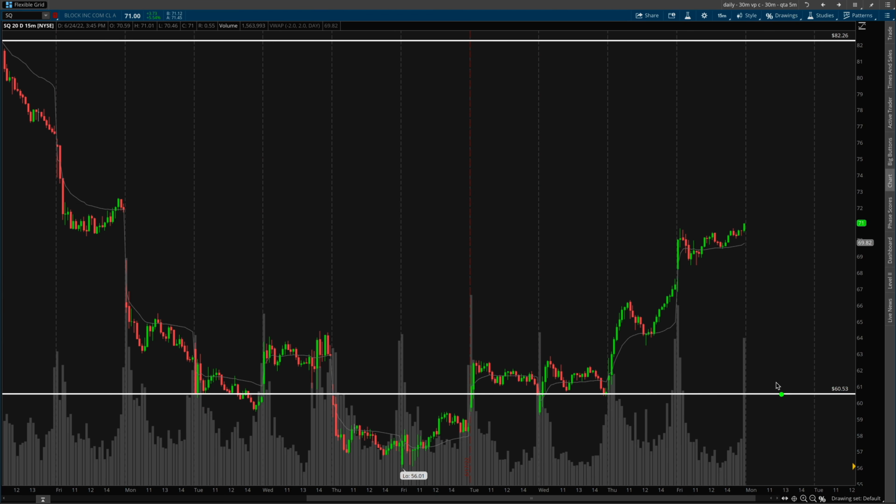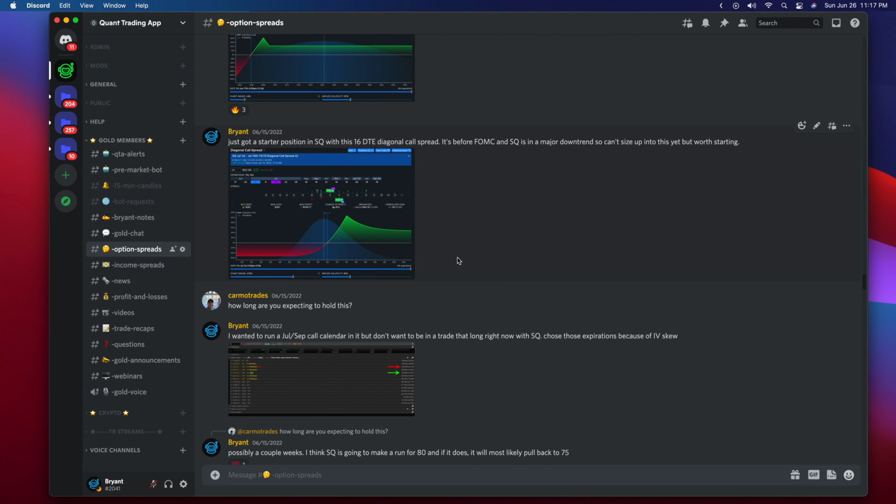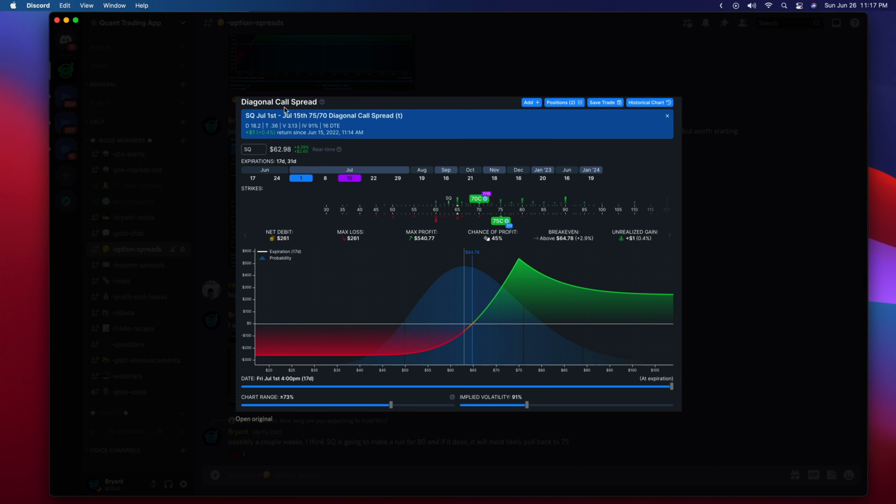Me having a profit target from 60 all the way up to 70 is 10 points, so it's very realistic for Square to do that. Now, I am predominantly an options trader, so I'm going to show you guys the spread which I use to take the trade, which is what was listed right here. It's a diagonal call spread.